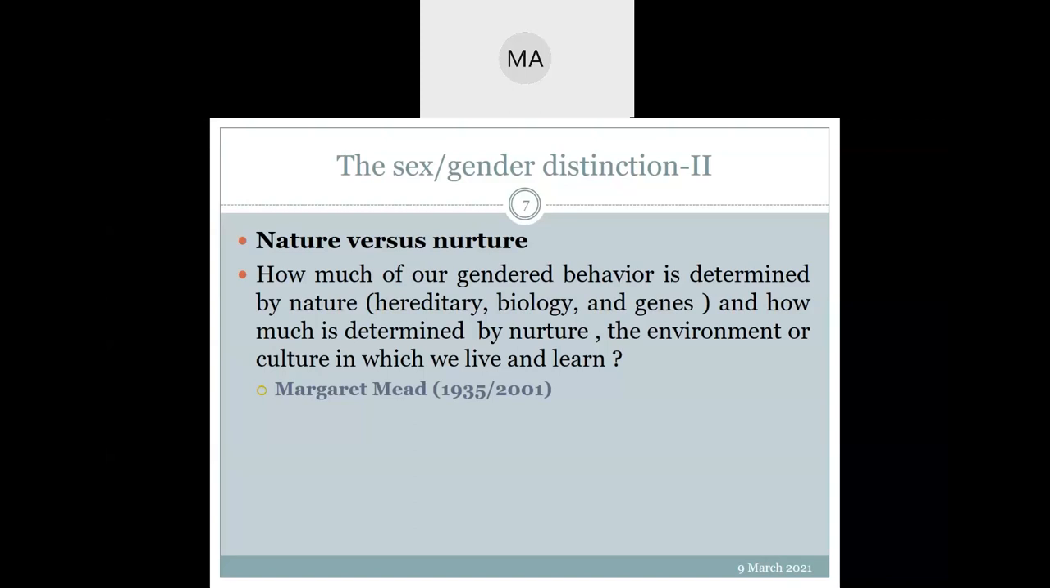Commonly the gender part is the nurtured one, and we can determine this based on the specific practices related to gender in a society, like how much is determined by nurture and the environment or the culture in which we live and learn. If we intervene in the environment and the culture, we can change gender, or nurture gender in a positive way. But in the case of nature, there are some limitations. We cannot change nature.